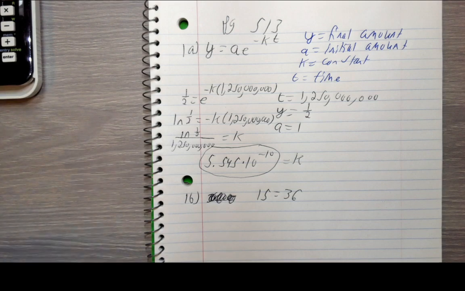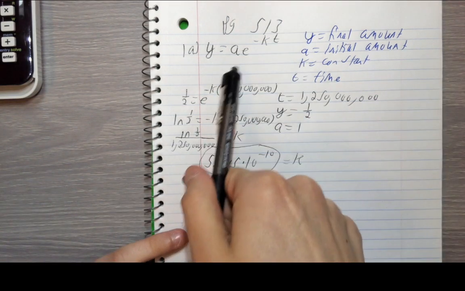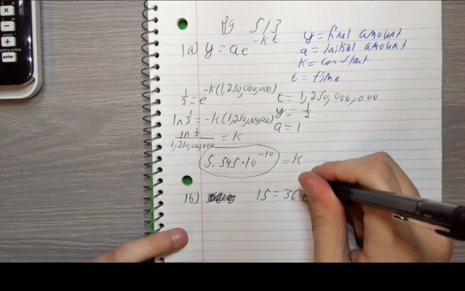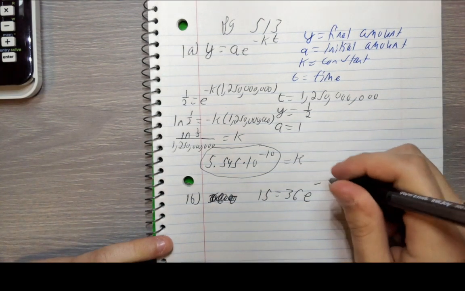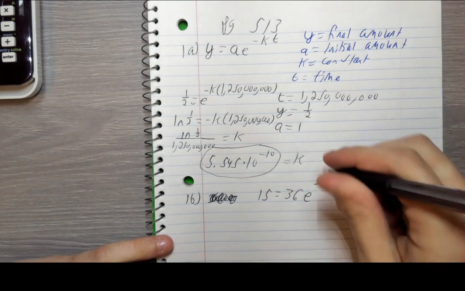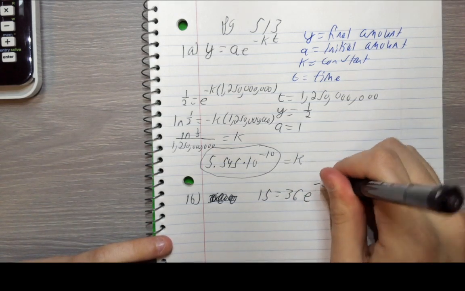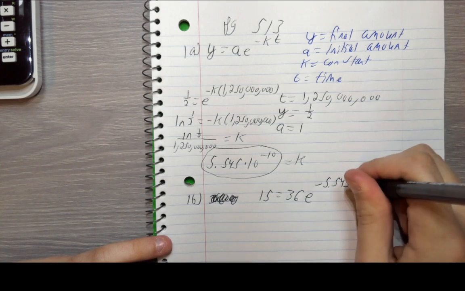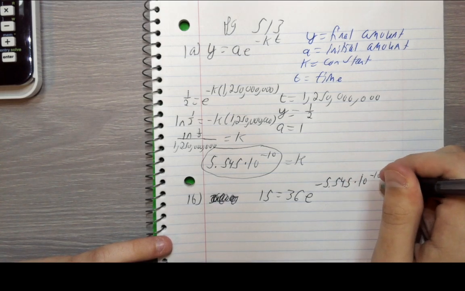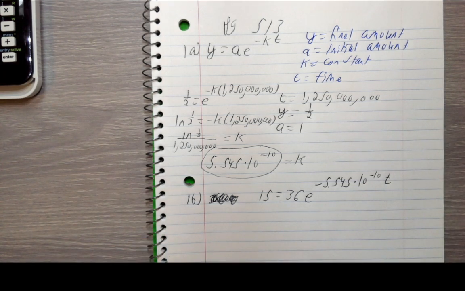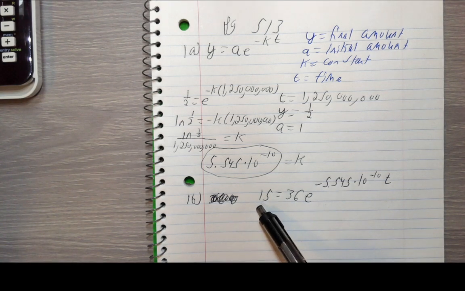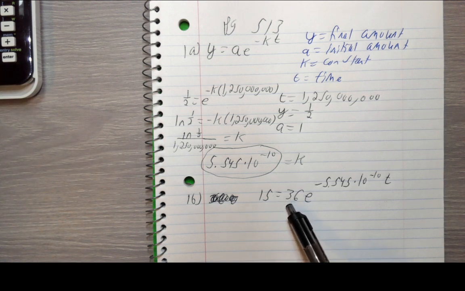Our formula, right, from the beginning, we still have e. We know what K is now. K is negative, well, positive, but it's negative K: 5.545 times 10 to the negative 10th. And the actual question is asking for us to find T. Again, final amount, we're going to end with 15 milligrams. We start with 36 milligrams, so that's Y and A.